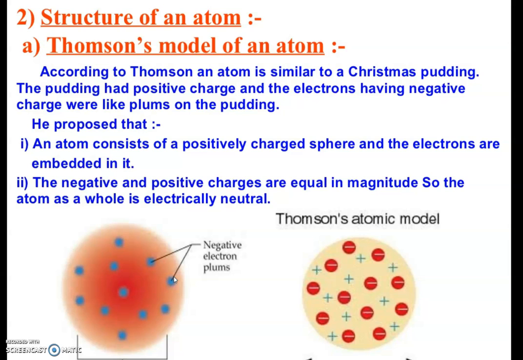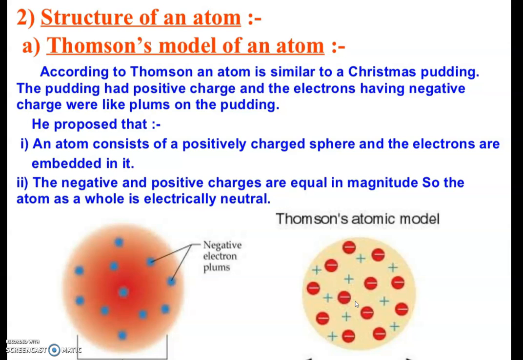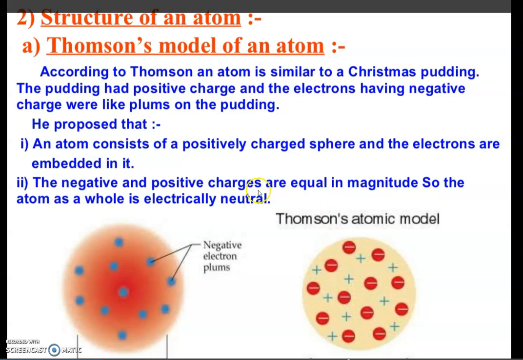What is the other name of the Thomson model? Do you remember it? Yes, the Thomson model is also known as the plum pudding model. Why is it known as the plum pudding model? What is another name? Watermelon model. Why is it known as the watermelon model? Because if you take the atom, electrons are scattered like the raisins. That's why his model is also known as the plum pudding model or watermelon model. What was his identification? He said that an atom consists of a positively charged sphere and the electrons are embedded in it. And the number of positive charges and negative charges are equal. So this is the Thomson model of atom.